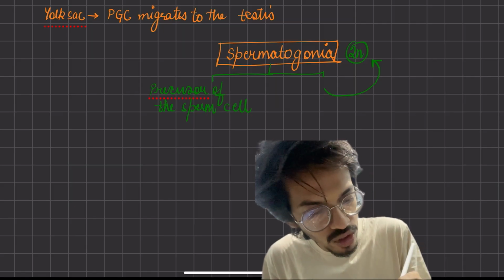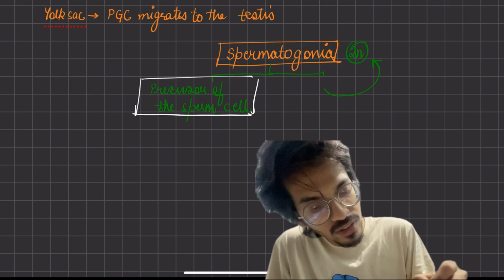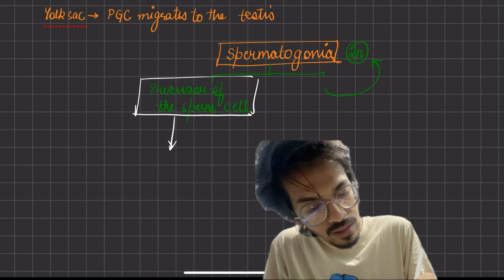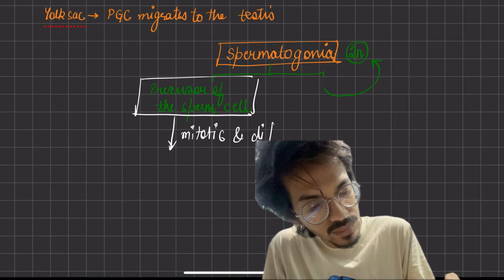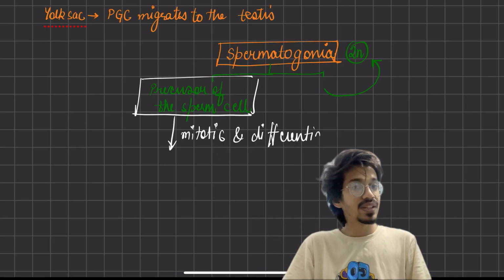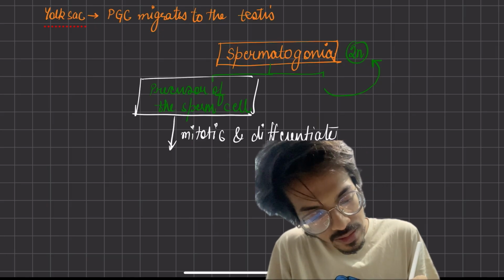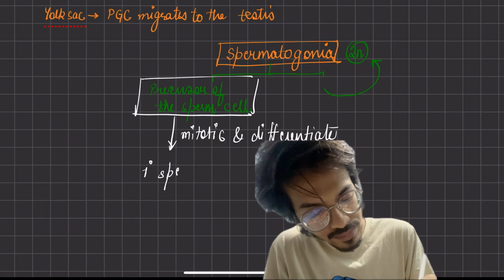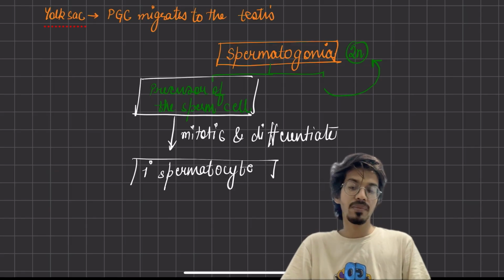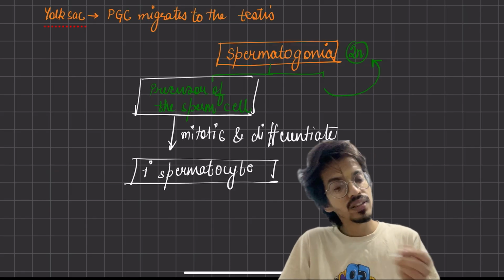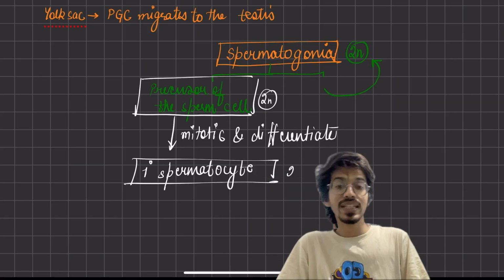The precursor of the sperm cell will mitotically increase its number and differentiate. If it is differentiating, it means it's changing its form. So now it will be called a primary spermatocyte. These cells are also diploid only.